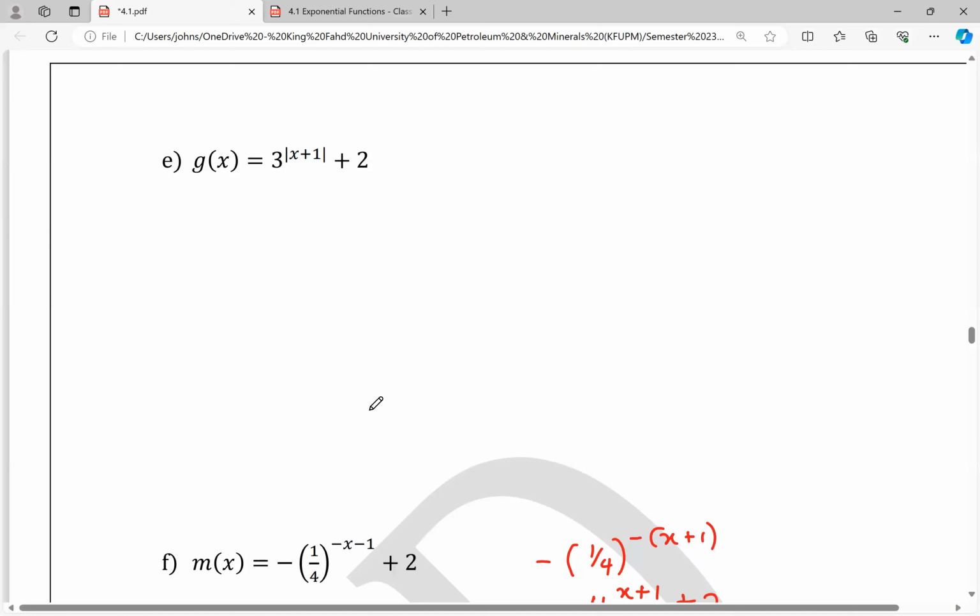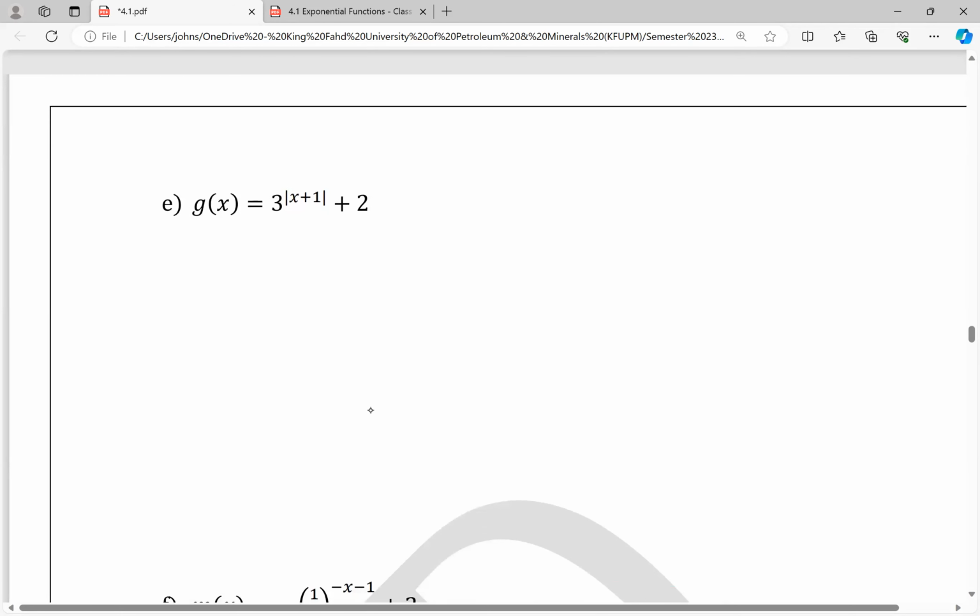So the next question is this one, the E. You have a lot to do here. To graph this one, you can start with the graph we just finished, the graph of 3 to the absolute value of x. It means that you can start with this one. We already saw this graph.